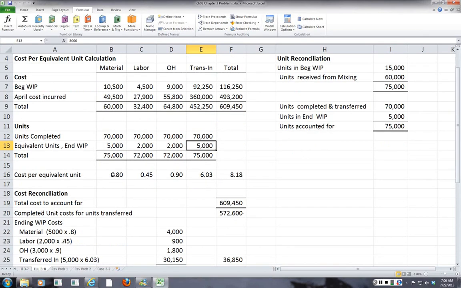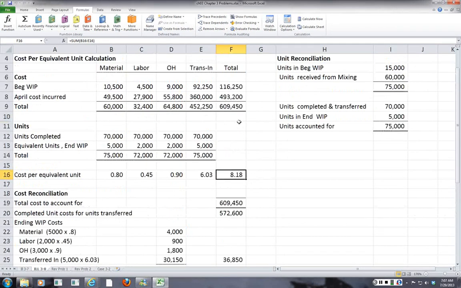So the cost per equivalent unit, like we did before: we've got the $60,000 of material costs divided by 75,000, the number of units, so we get a cost per equivalent unit of 80 cents. Doing the same thing for labor and overhead, we get 45 cents for labor, 90 cents for overhead, and for the transferred in costs, taking $452,250 and dividing it by 75,000 gives us $6.03. And the total of those is now $8.18. So now we've got to reconcile.